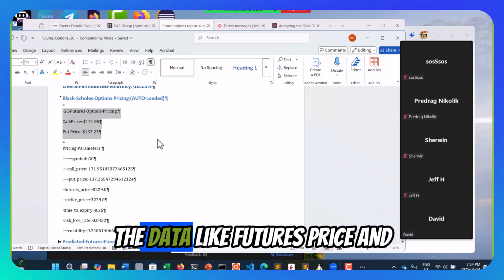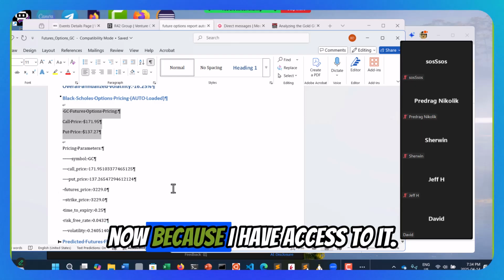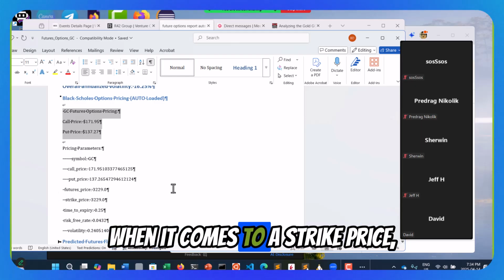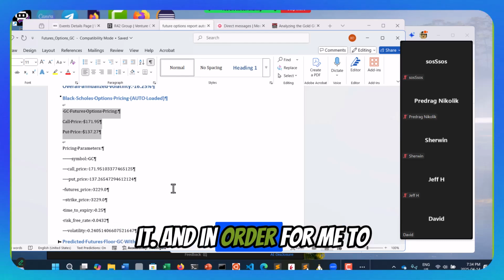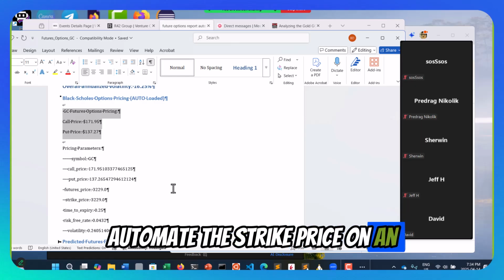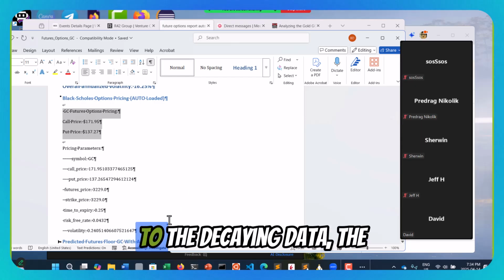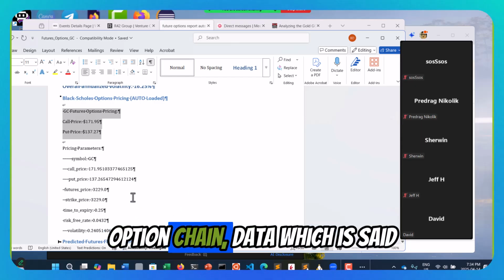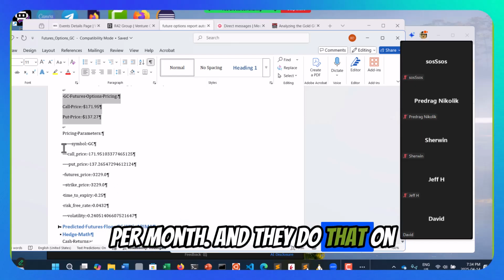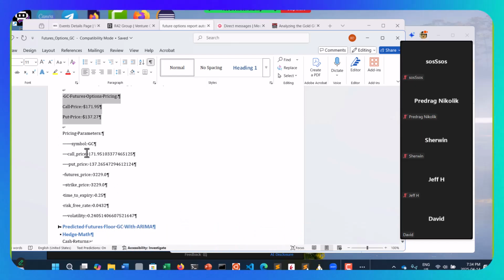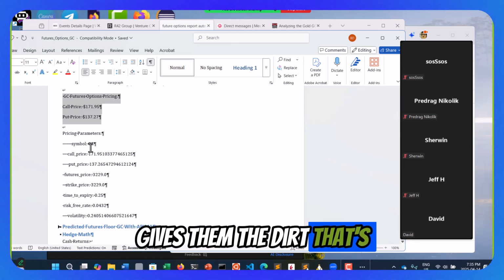Some of the data, like the futures price and the cash price, I can get right now because I have access to it. When it comes to strike price, I can do it, but I have to eyeball it. To automate the strike price on an option chain, you get into that very expensive option chain data, which can run you into thousands per month. They do that on purpose to keep us little peons out of the market. That gives them that trading edge.